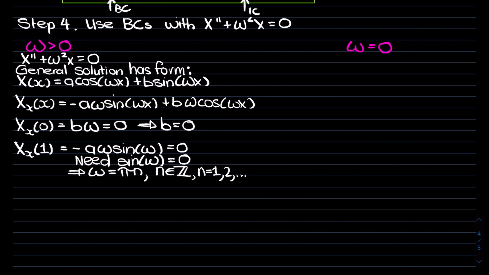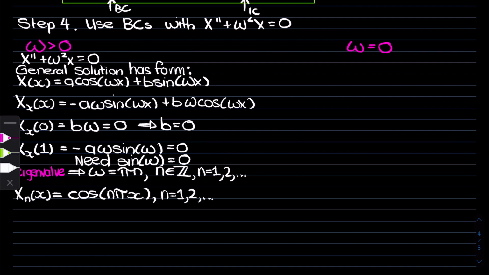So this leaves us with an X_n. I should write this here, this is our eigenvalue, and that's the value lambda takes when we're not getting the trivial solution, when we're getting an interesting solution. So our eigenfunction here is just going to be cosine n pi x, and that is for n equals 1, 2, and so on. This is our eigensolution. Eigenfunction.